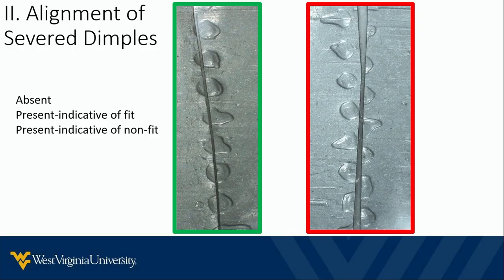We also look at the alignment of severe dimples that might be present or not, depending on the manufacturing process. And when present, they can be indicative of a fit if they align, like the one that is highlighted in green, or indicative of a non-fit if they are misaligned.